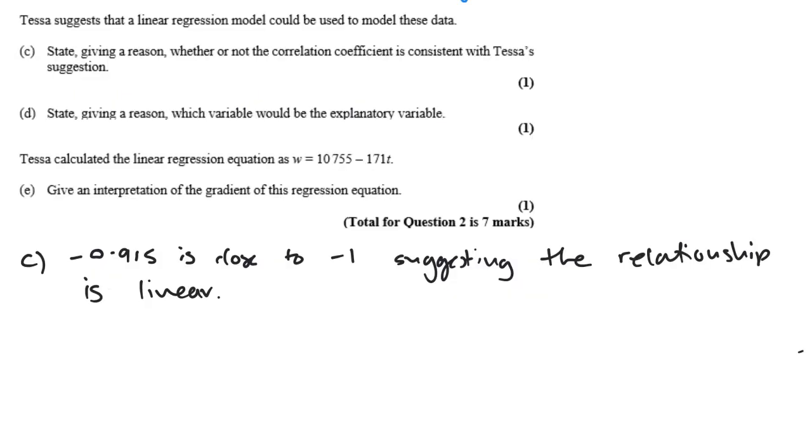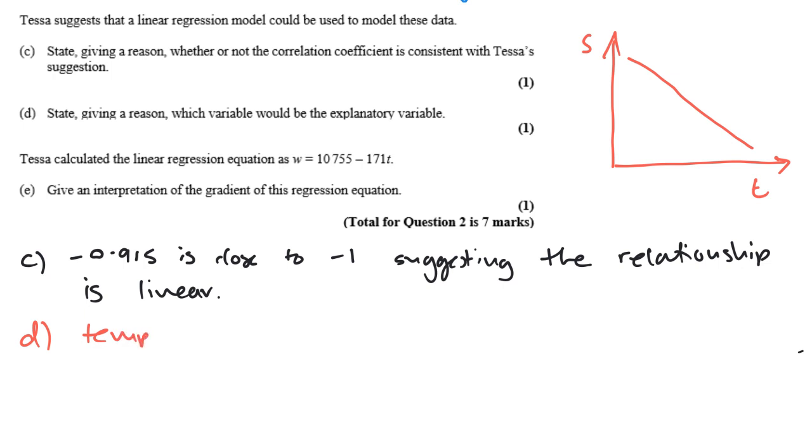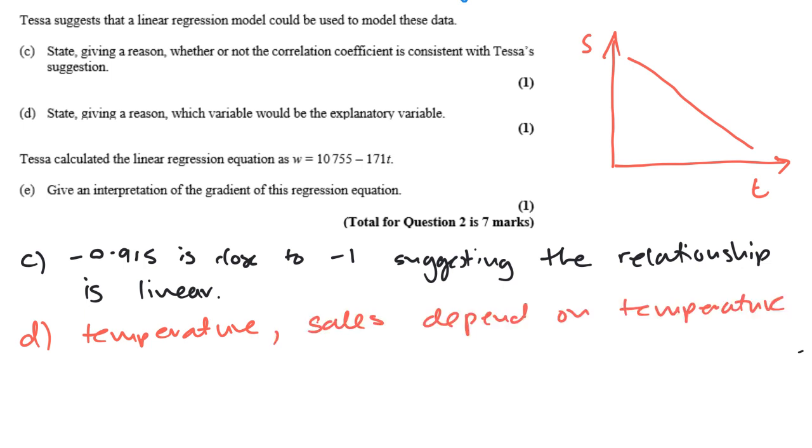And for part D, suggest, giving a reason, which variable would be the explanatory variable. If I just picture the graph of this data, we're seeing some kind of negative relationship. We would expect to see T for temperature along the bottom and S for sales. So the answer to D is temperature, because sales depend on temperature rather than the other way around. It wouldn't make sense to try and change the temperature by buying more clothes or selling more clothes. That just doesn't make sense.